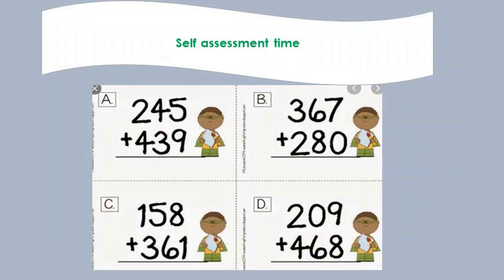Let's do a self-assessment. We have 4 questions. A, 245 plus 439. B, 367 plus 280. C, 158 plus 361. D, 209 plus 468. I will pause the video for a while so you can have time to find the sum for each one.